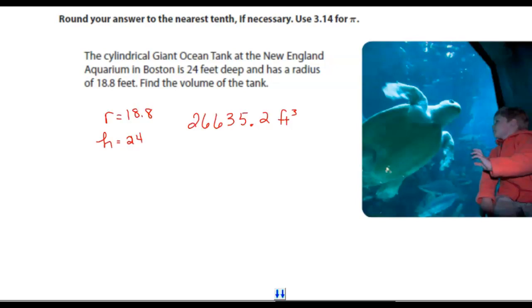So I identified that the radius is 18.8 feet. The height of that cylinder is 24 feet. So I took 3.14 times 18.8 squared times 24, and I get 26,635.2 cubic feet.